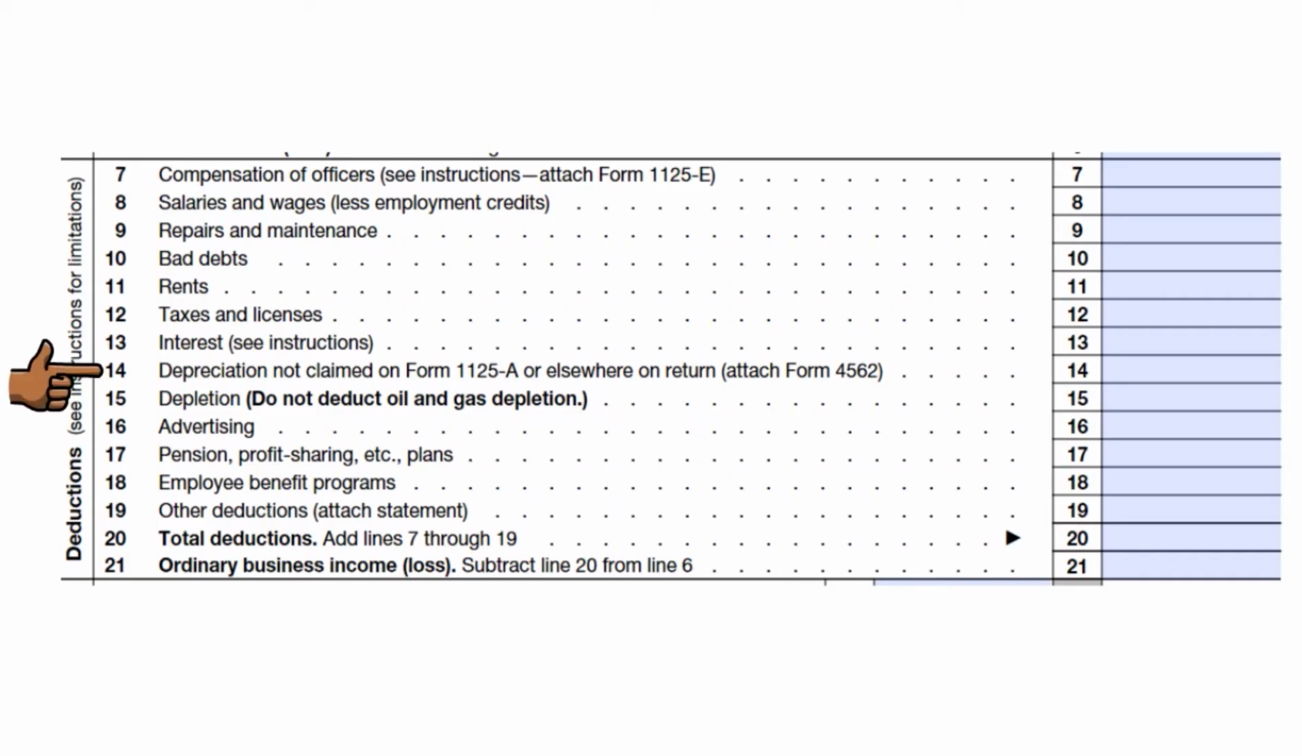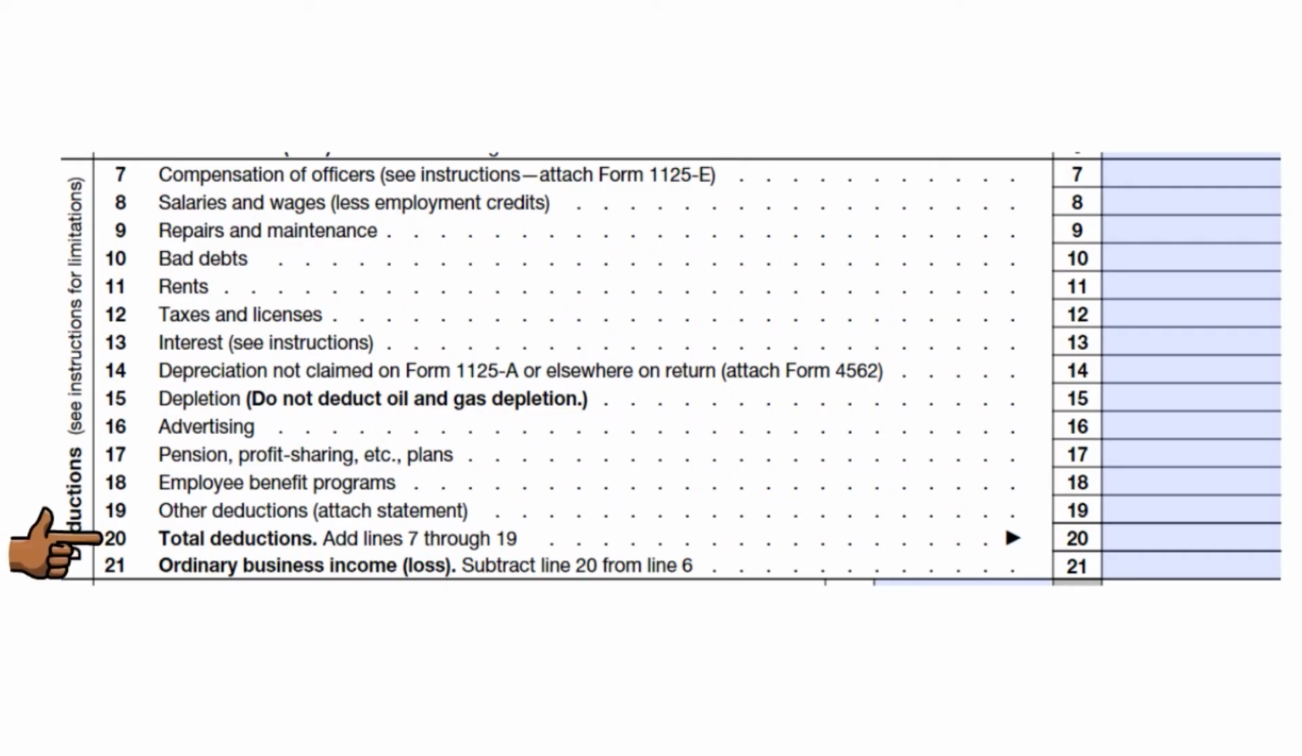On line 14, you have depreciation not claimed on Form 1125-A or elsewhere on the return, and you might have to file a Form 4562. We actually have another show on 4562, so check that out to understand amortization and depreciation better. On line 15, depletion, and do not deduct oil and gas depletion. On line 16, you have advertising. Then you have pension and profit sharing on 17. On 18, you have employee benefit programs. Other deductions are on line 19. Remember to attach statements if you are deducting that.